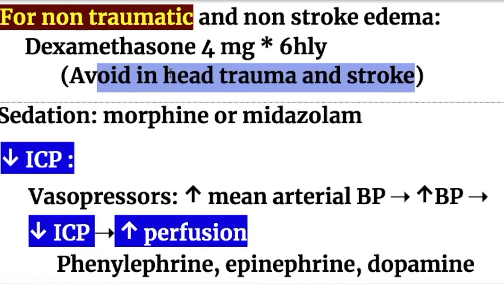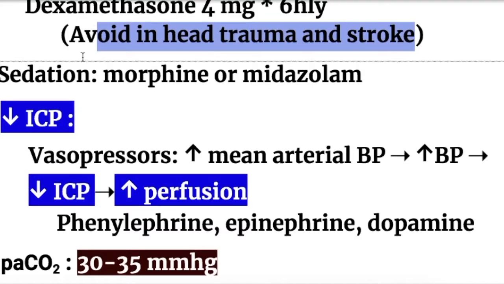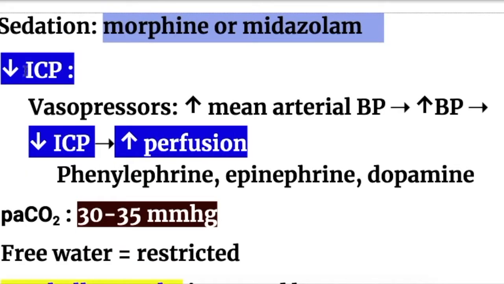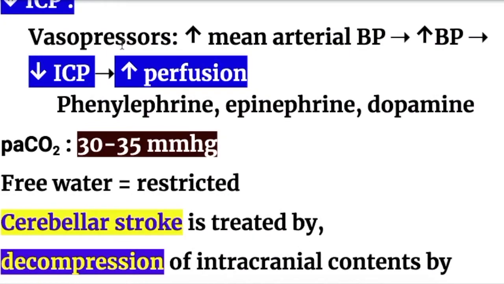Treatment for head trauma and stroke edema, as already explained, is mannitol and hypertonic saline, osmotherapy or osmotic diuretics. For sedation, morphine or midazolam is given. To decrease the intracranial pressure, vasopressors are also used.